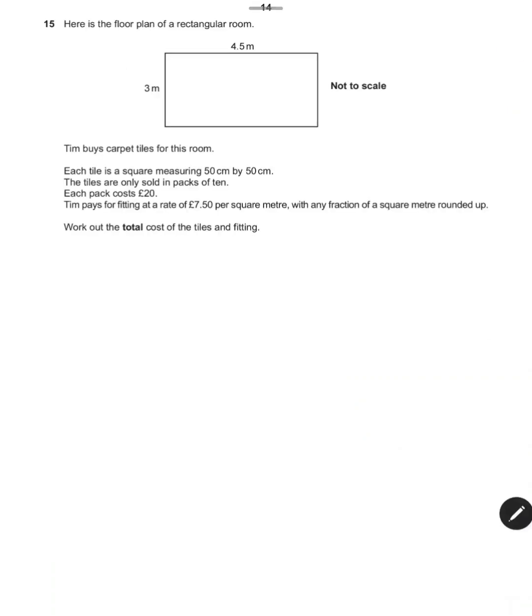Question 15 is a bit of a brute. We've got a rectangular room. The floor plan is there. And we're going to put carpet tiles on this. And then there's loads of information about what's going to happen and how many tiles we need and what it's going to cost. I'm just going to work through all of these bit by bit so we know exactly where we are.